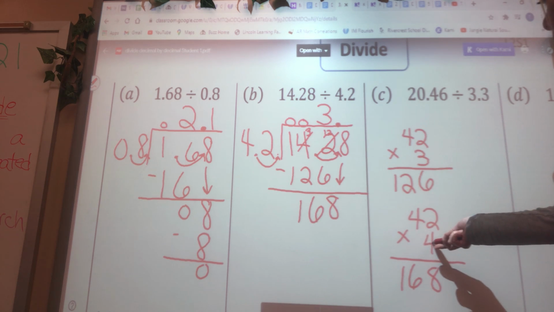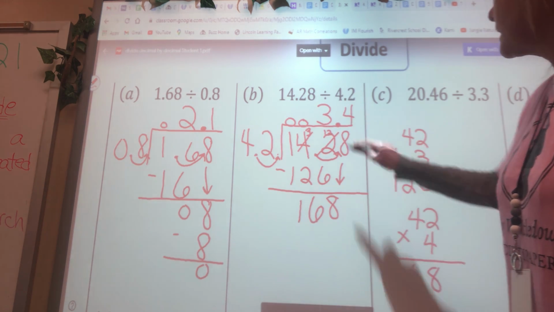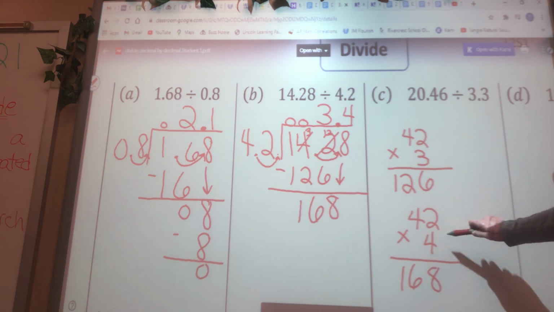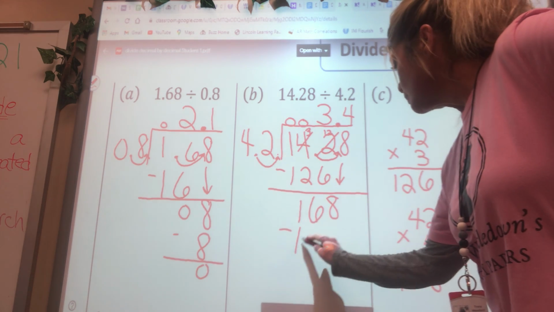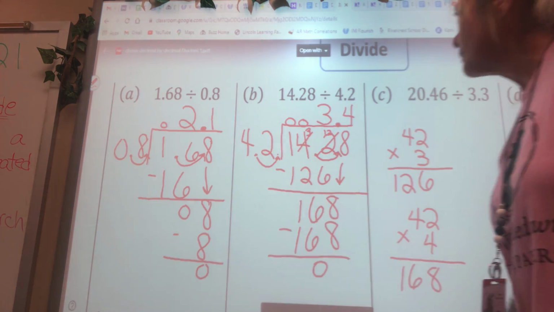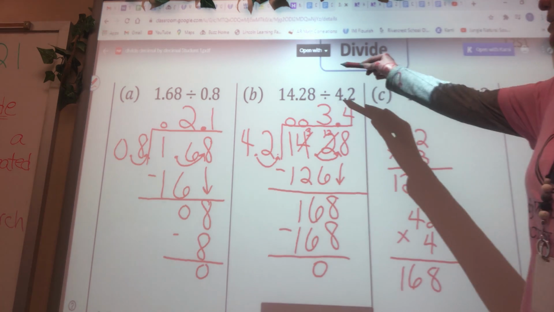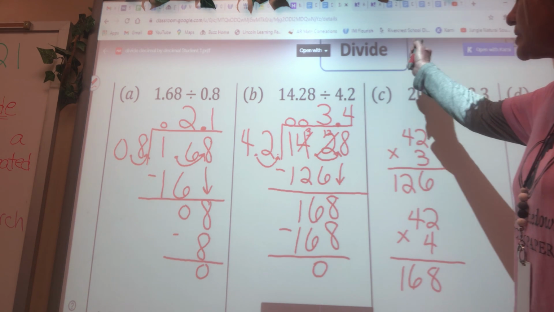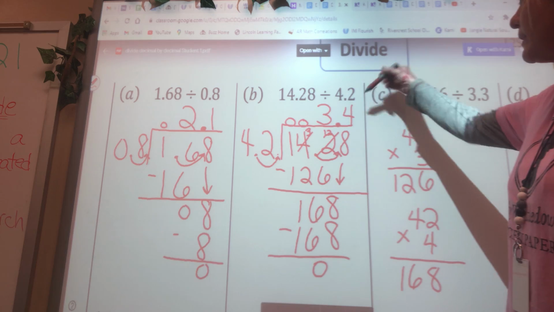Well, we know now that it will go 4 times. And we don't have to calculate that all again because we just did it right here. So we know that it was 168, and we end up with no remainder. So 14 28/100 divided by 4 2/10 is 3 4/10.